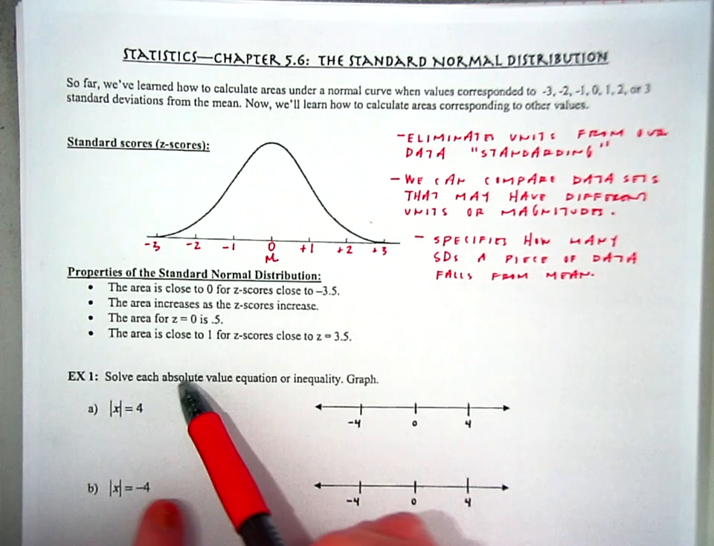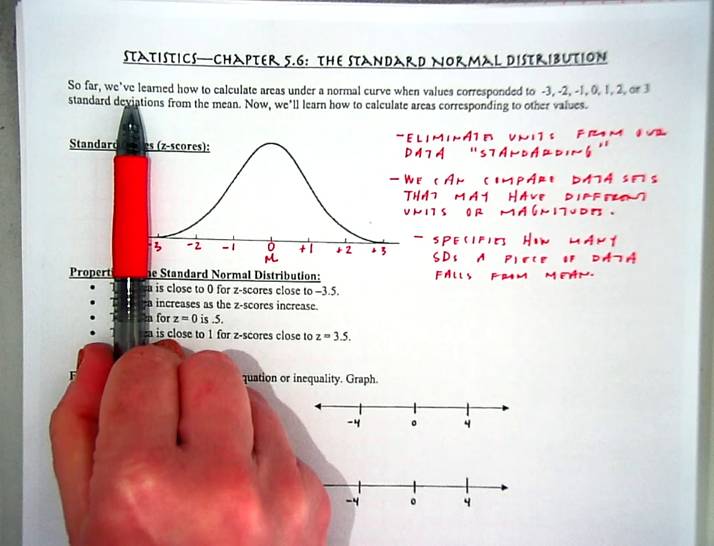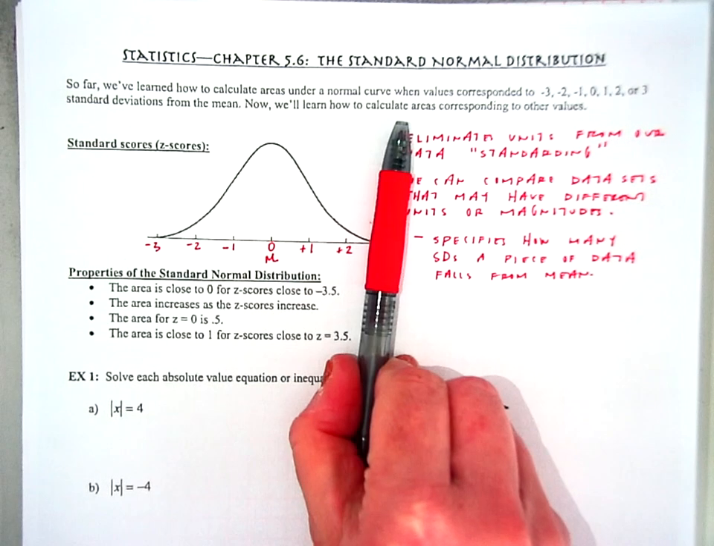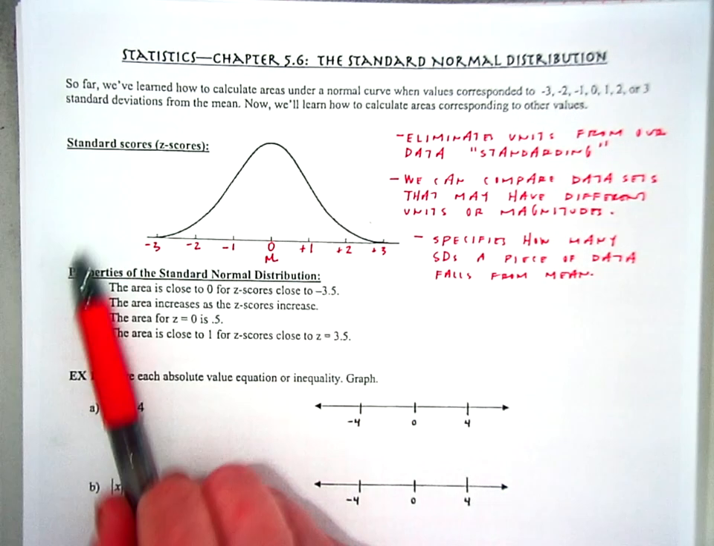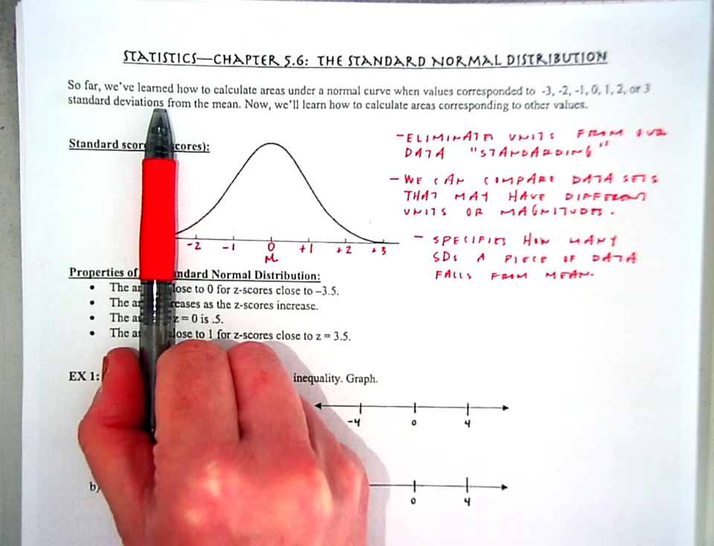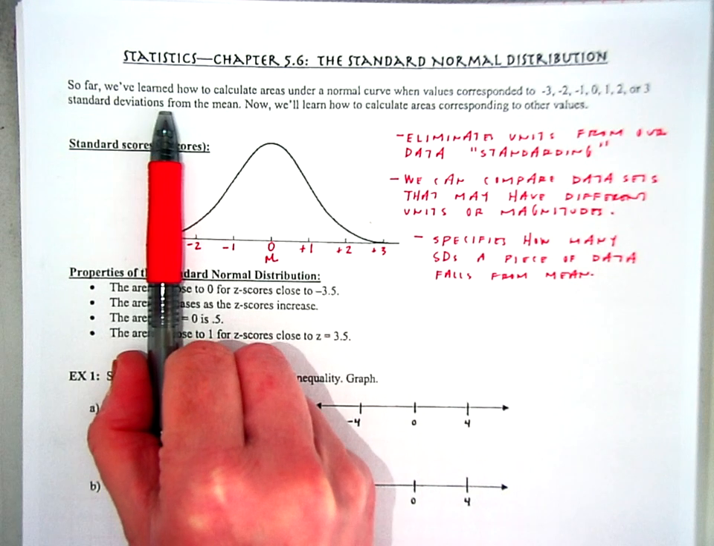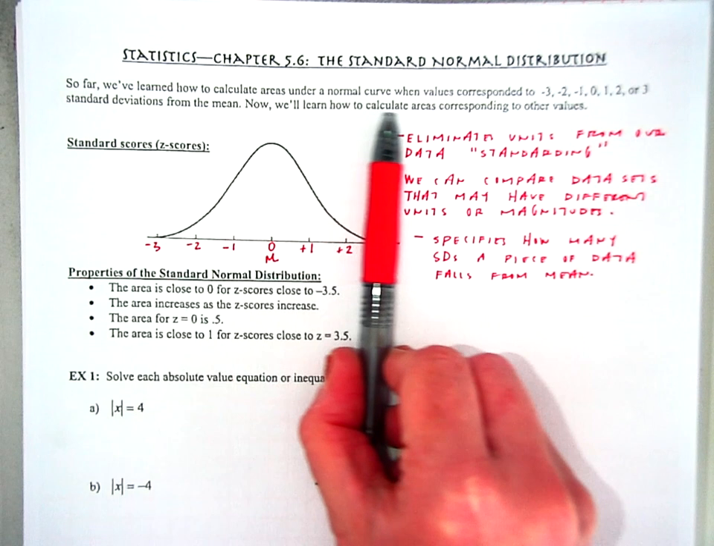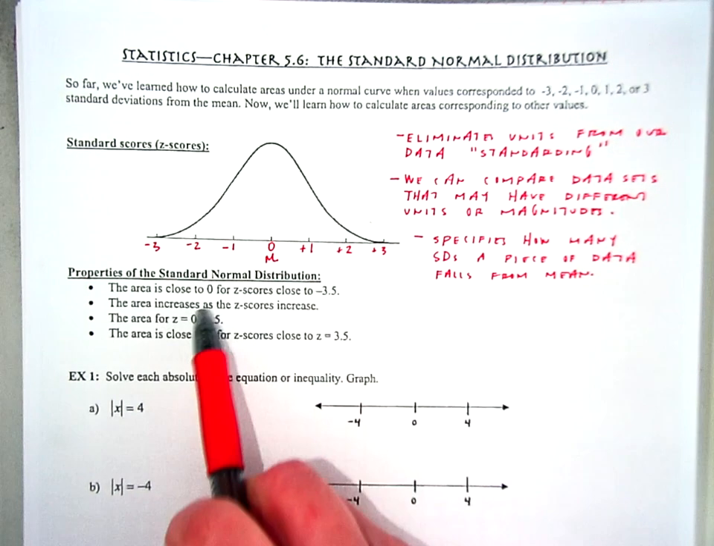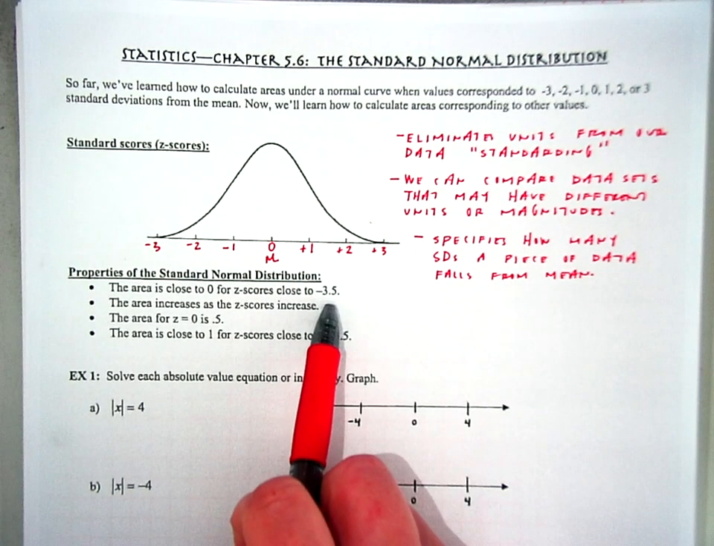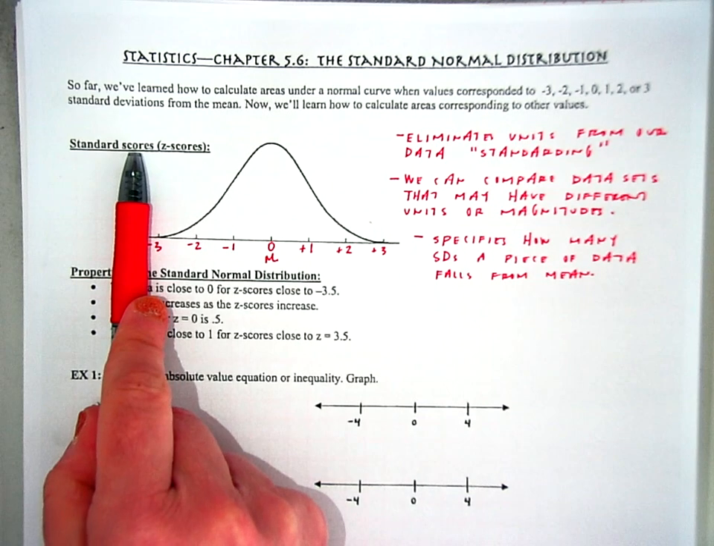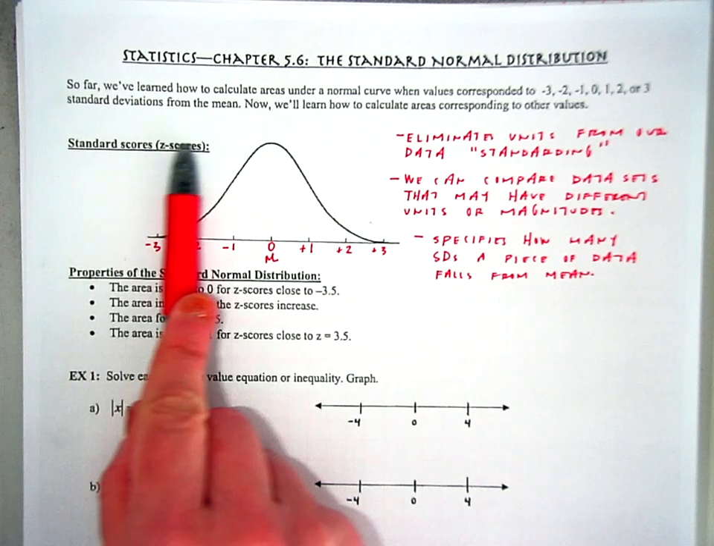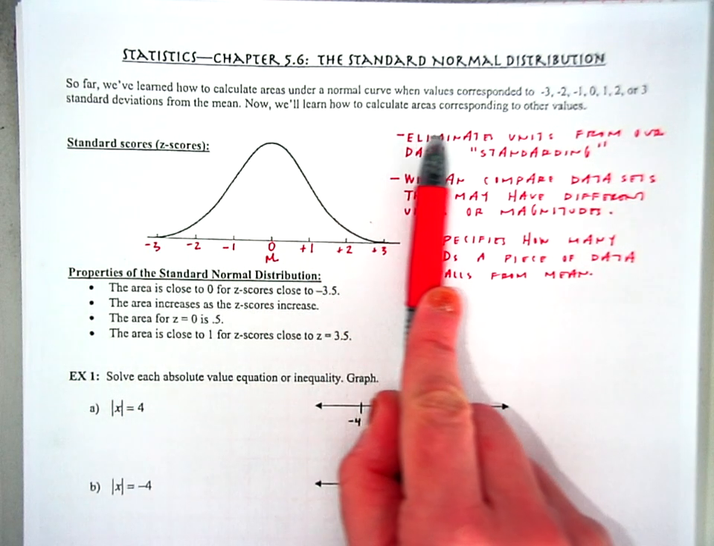Okay, so if we think in terms of area increases as we move from left to right, right? Because we're thinking of the area that falls below. So if I'm over here, I have a really tiny bit of area that falls to the left. And as I move up, that area that falls below, the area to the left, it's increasing. So the area is close to 0 for a z-score that's close to -3.5. Over here, the area of what falls below is super close to 0. Okay, and then as I move to the right, the area increases as the z-scores increase as well.